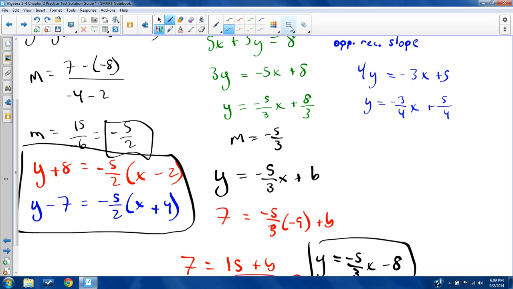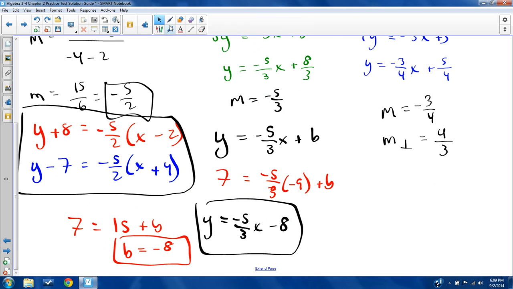All right, the slope of this guy right here is negative 3/4. So a parallel line would have a slope of negative 3/4. I'm not looking for that. I'm looking for the one perpendicular to it. This symbol means perpendicular sign. And 4/3 is its opposite reciprocal.